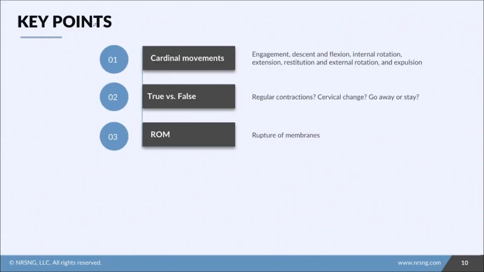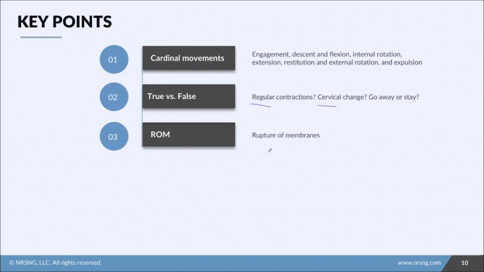All right, let's look at our key points. The cardinal movements are going to be engagement, descent, flexion. We have internal rotation, then our head's going to extend, restitution, and then external rotation. So the body's getting realigned and expulsion occurs. And then our true versus false. Do we have regular contractions? Is there cervical change happening? And do they go away or do they stay?